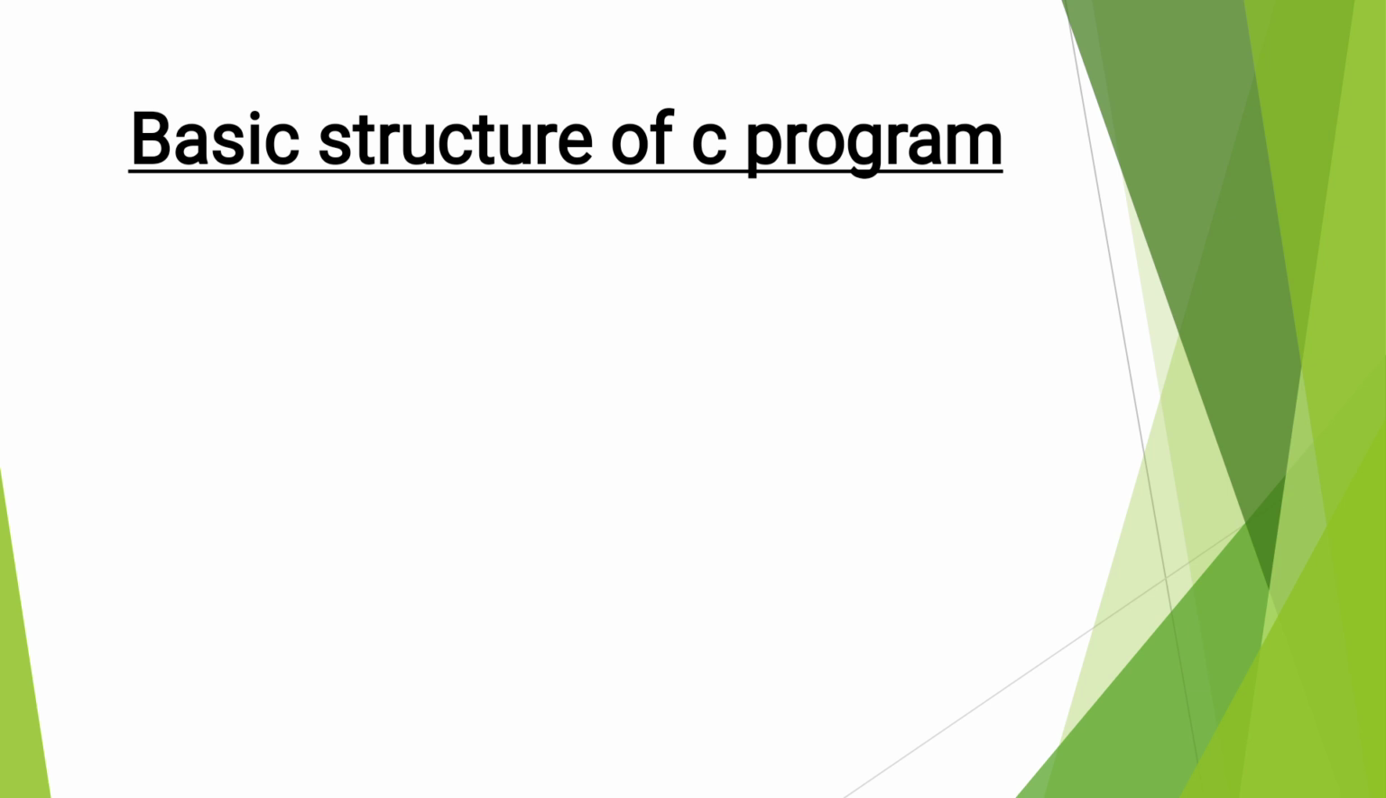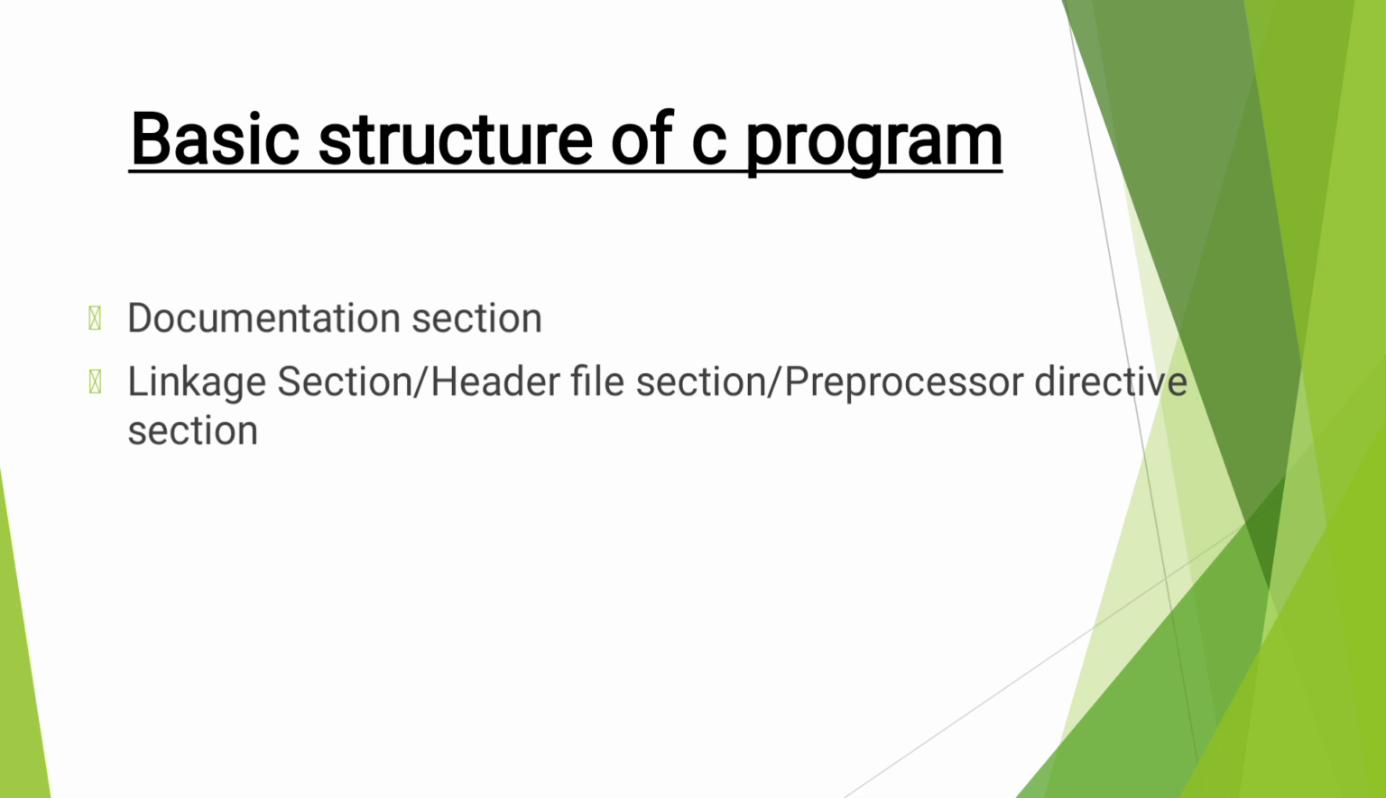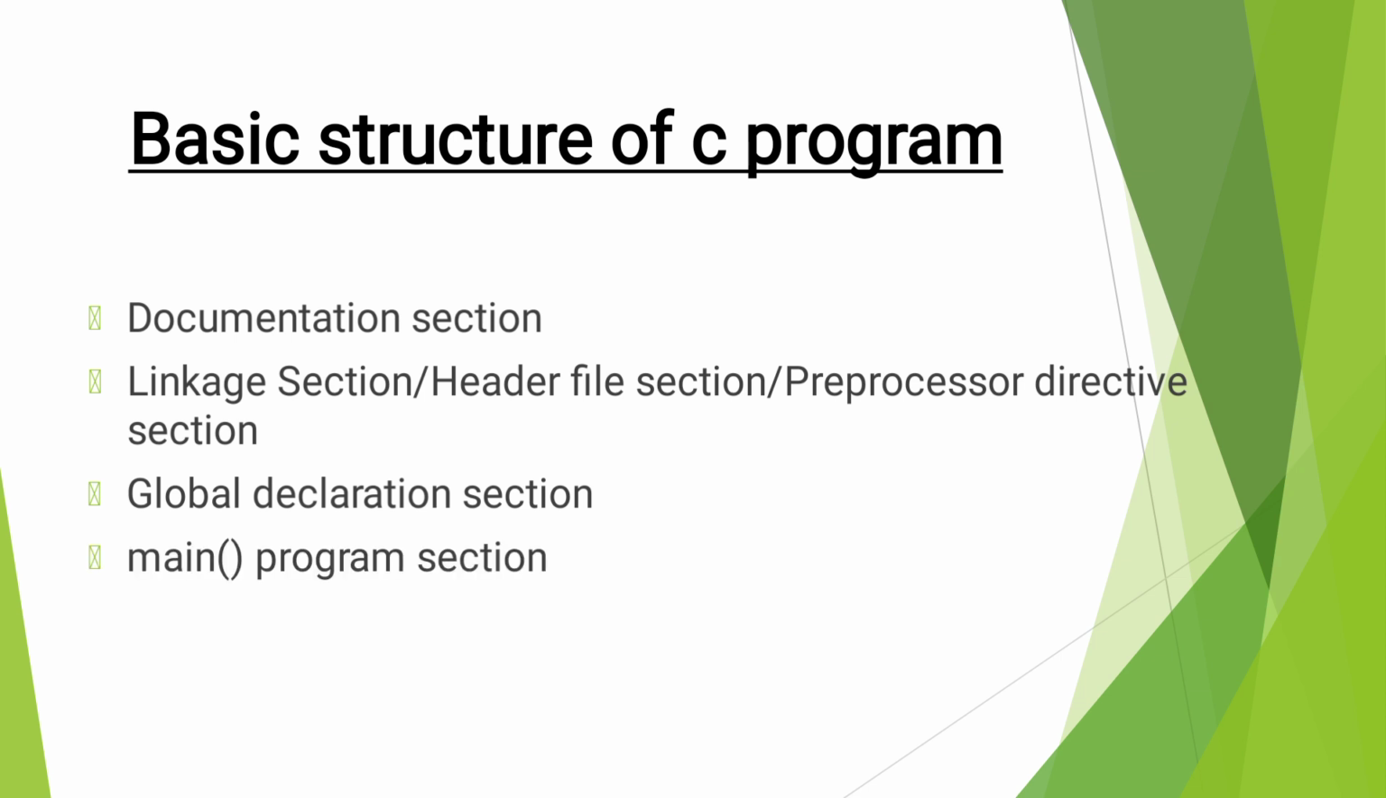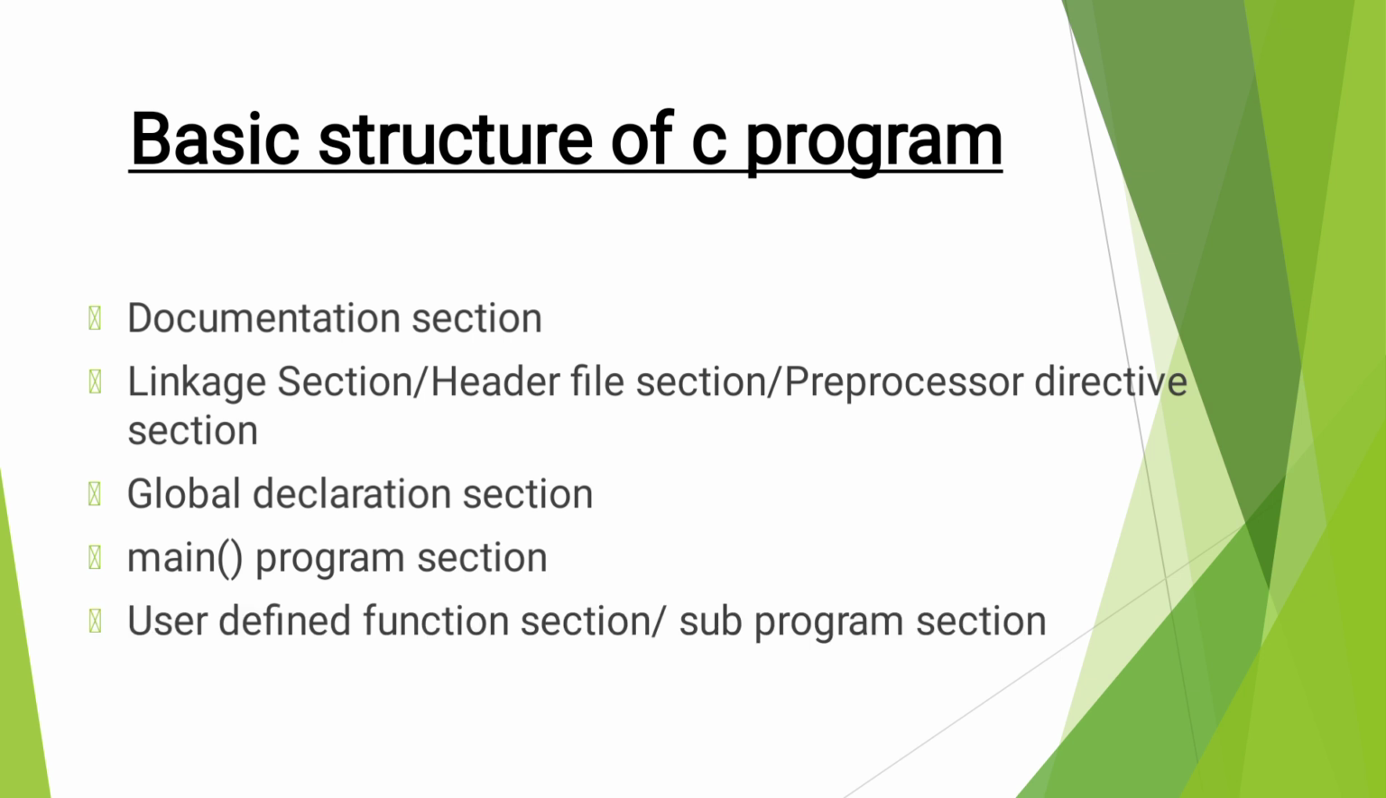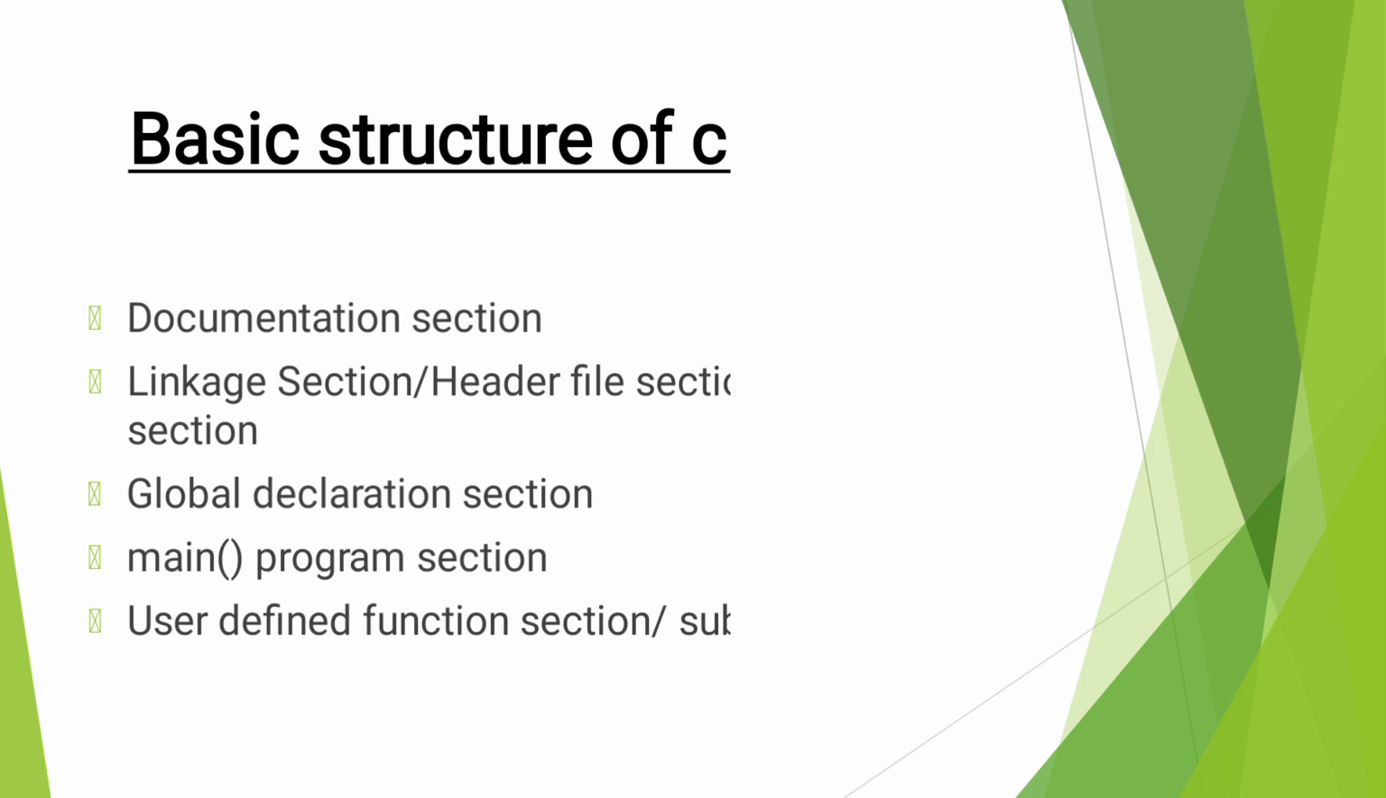A C program consists of various sections. They are number 1 documentation section, number 2 linkage section, and this linkage section is also called the header file section or preprocessor directive section. Number 3 global declaration section. Number 4 main function section or main program section. Number 5 user defined section, and it is also called the subprogram section. Let us discuss each and every section individually.